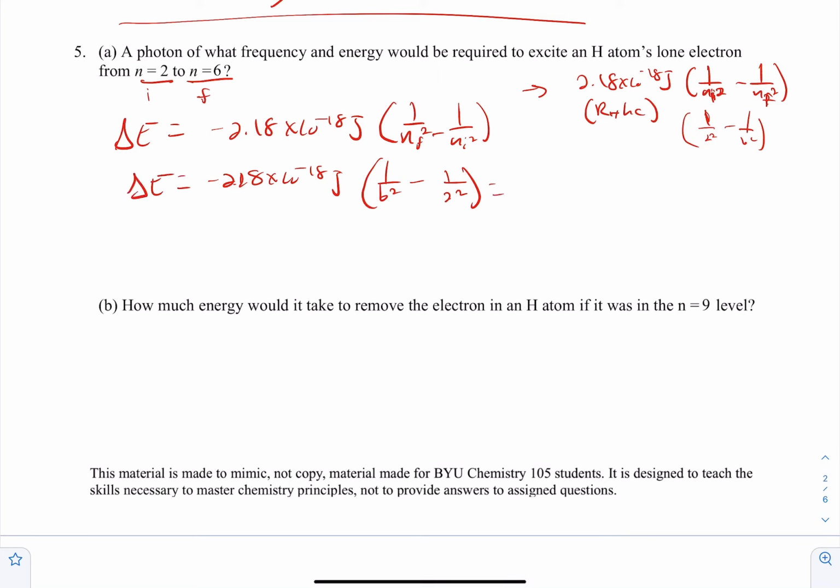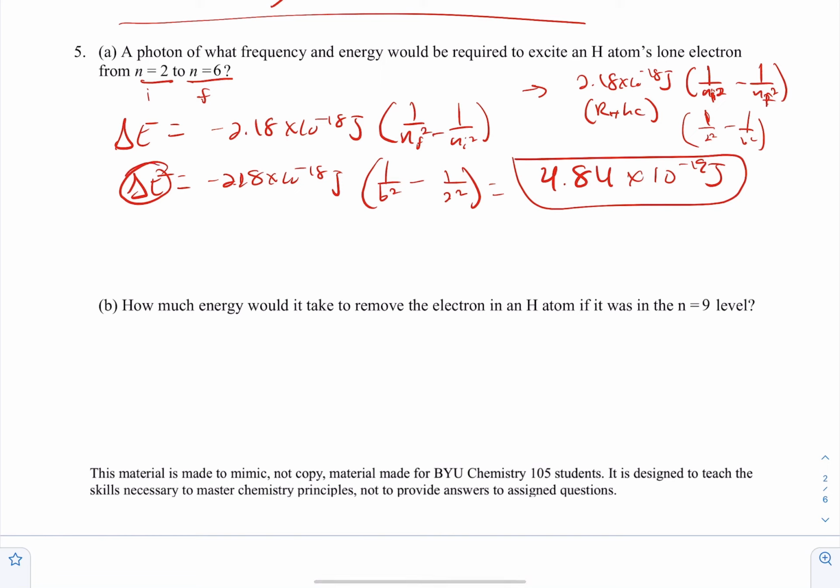Why? You're going to hate me, but there's a reason that this is positive. It's because the atom is absorbing energy. When you talk about delta, we're talking about a change, and this is a change in energy of my atom. It's going from n equals 2 to n equals 6, which means it's absorbing energy, gaining energy. So this comes out as a positive value because I am gaining that energy. This would actually come out negative if it was the opposite.